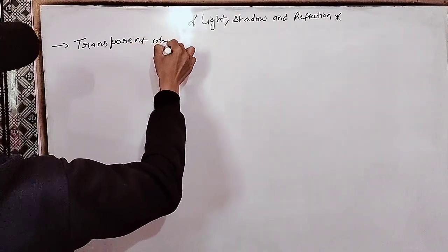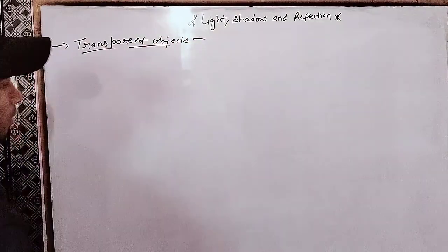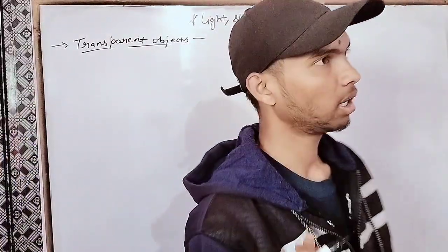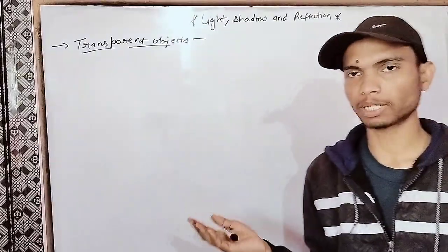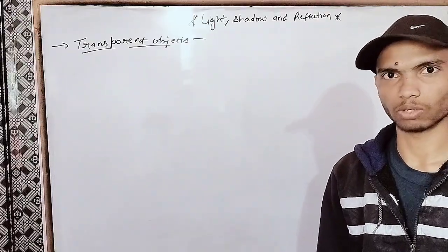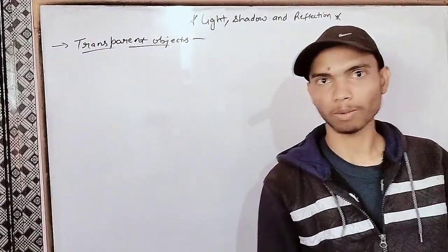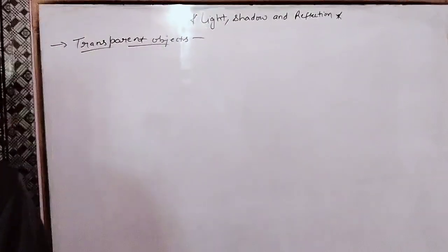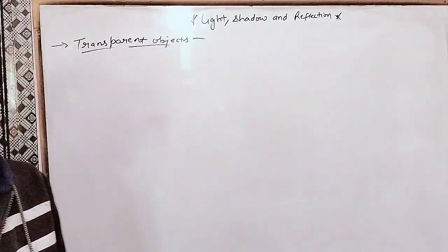Transparent objects. Do you have any information regarding it? Can you explain it? Just have a look for a few seconds. I think you will get some idea about it. So here it is already an object, because here we are looking at the word object with the word transparent.